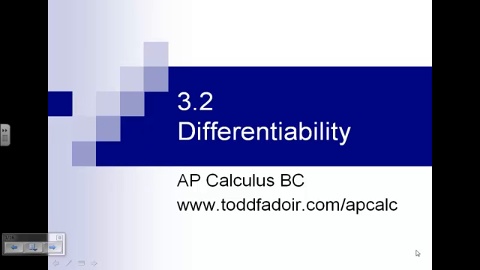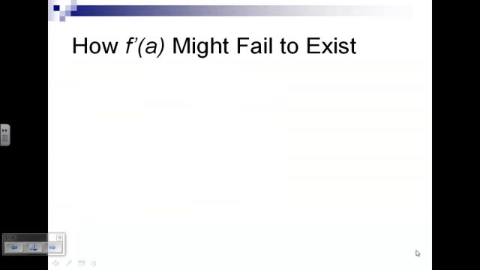In 3.2, we're going to look at the idea of differentiability. Whether a function has the ability of having a derivative or not. In other words, there may be some places where the function f prime of a fails to exist. There are situations where f prime might fail to exist. F prime being the derivative function.